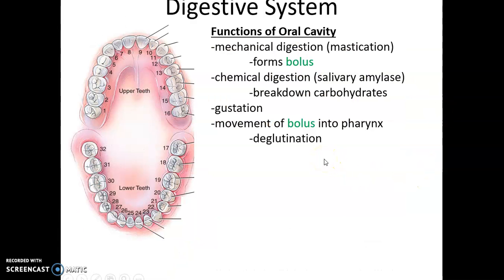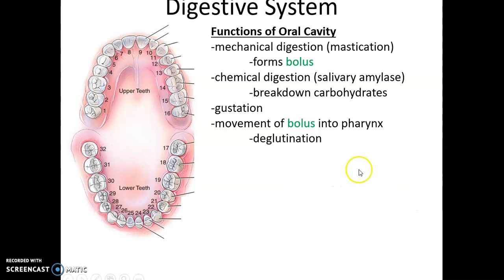Functions of the oral cavity. The biggest function is, of course, ingestion and mechanical digestion. So ingest, bring the food into our mouth, and mechanical digestion, chewing the food up, making it go from big pieces to small pieces, and in the process, mixing it with saliva, forming a moist lump called the bolus. So the bolus is a moist lump of food that has been chewed and mixed with saliva.